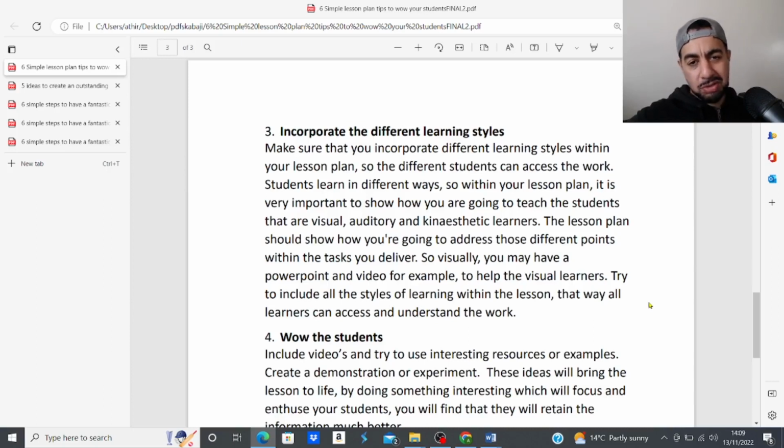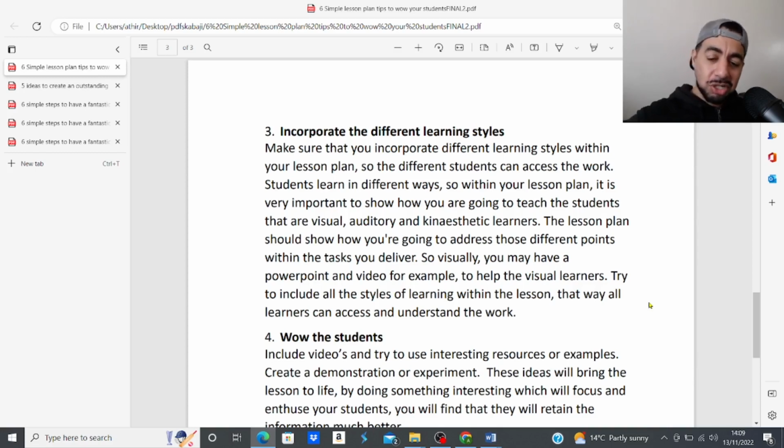Auditory might be obviously like your voice, your explanation. Again, it might be something with a video where there's some auditory element to it. And kinesthetic might be something more practical, where it's more tangible and something that they can actually touch and use. It might be something like an experiment if it's science.